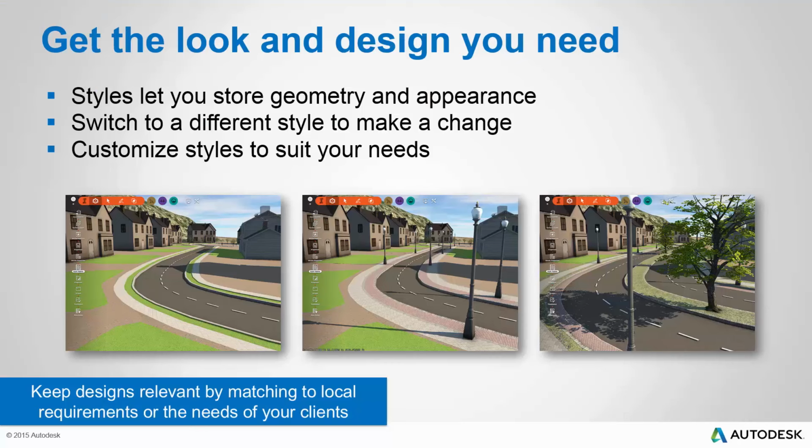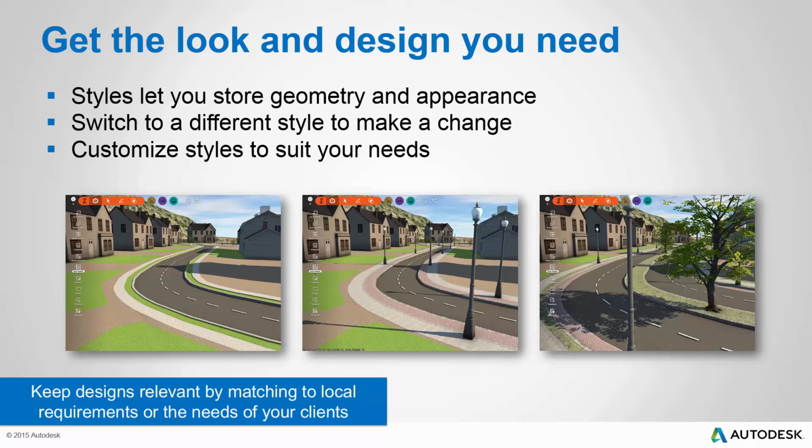Another great capability of InfraWorks 360 is that it lets you get the look and design that you need through the use of styles. Now, if you're familiar with other Autodesk products like Civil 3D or Revit, then you know what styles are all about. They're a way for you to store the geometry and appearance of an object and give it a name. And then you can switch styles, apply different styles to an object to very quickly change a lot about it all at once. And of course you can customize these styles to suit whatever your needs are. So why is it important to have styles? They allow you to keep designs relevant by matching to local requirements or the needs of your clients.